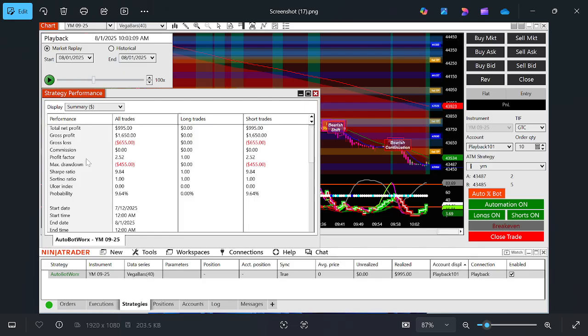Okay, this was a down day that chopped around a bit once it got to the bottom of the day. It went into consolidation at that point. So yeah, we'll take a look at that. Probability. I don't know if that's a win rate or not. I don't feel like this was a 9%.